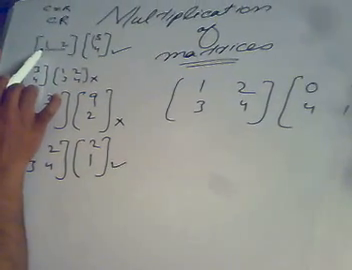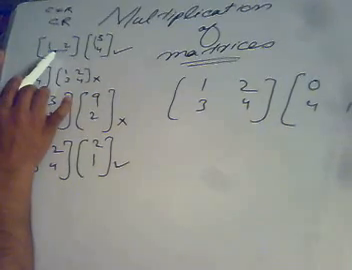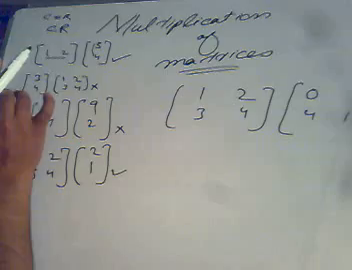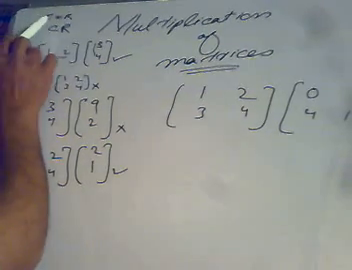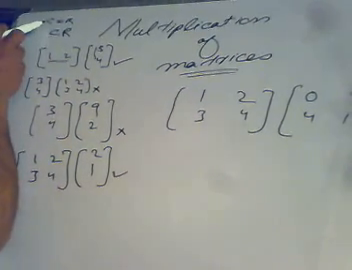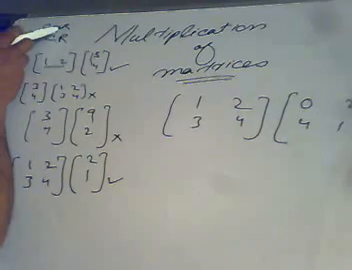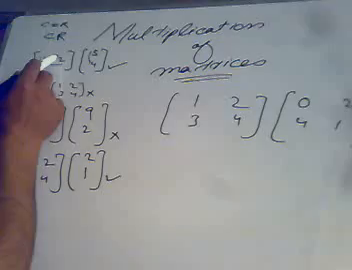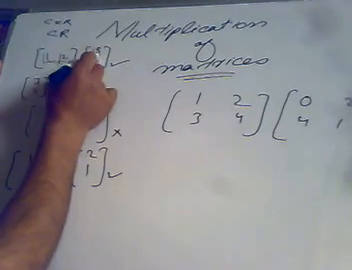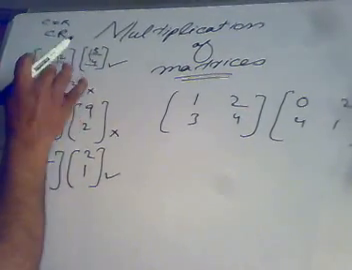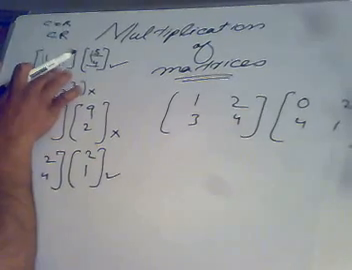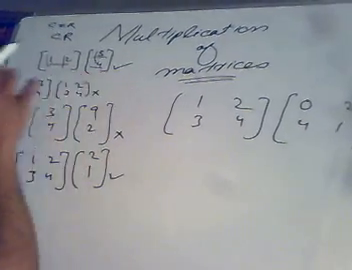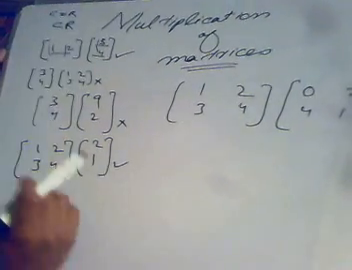First of all, I'll calculate the number of columns in the first matrix and the number of rows in the second matrix, and then I'll check whether these are equal or not. This is the columns of the first matrix and the rows of the second matrix. Here the columns are 2, and here the number of rows are 2. So the number of columns in the first matrix is equal to the number of rows in the second matrix, so we can perform the multiplication in these matrices.